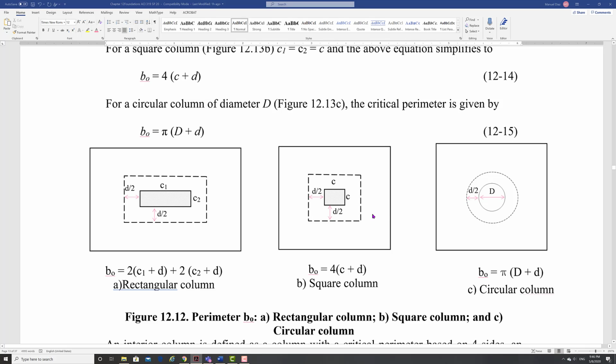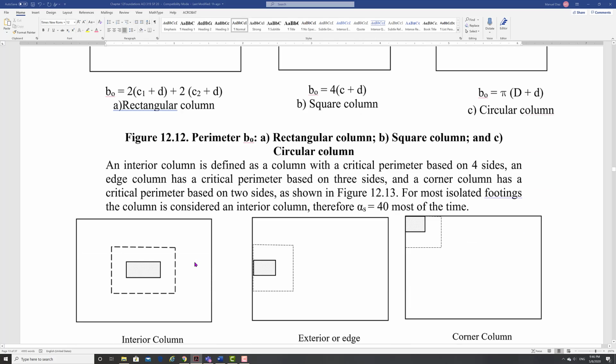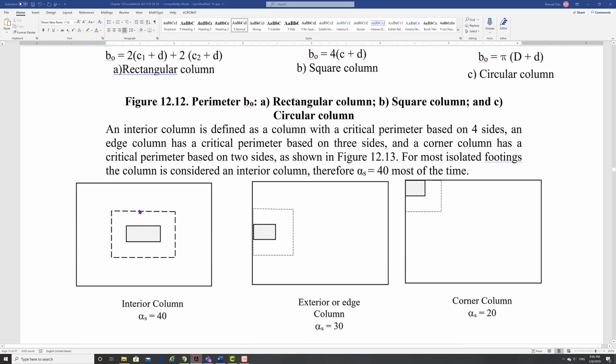So either this one or that one, okay? But don't do rectangular. Okay? All right, here is the alpha. Right? Alpha S 40, column right in the middle. You can have this one. Remember that perimeter line? You may have to put a column inside your perimeter line and that creates this issue.